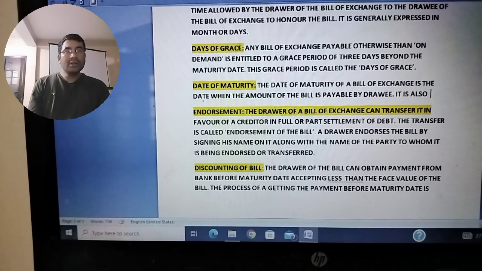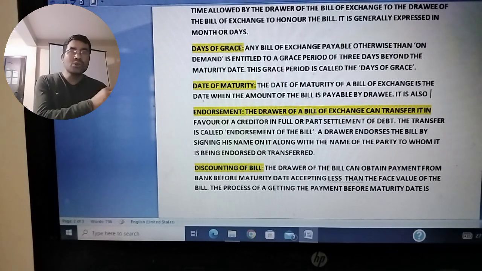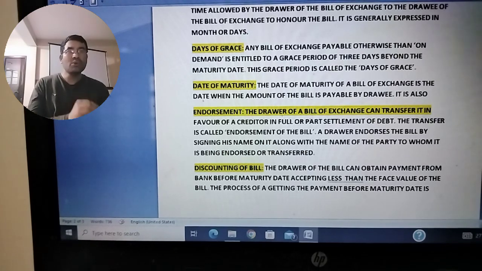Now we'll look at what we mean by discounting the bill. When a bill is drawn, it is drawn for a definite period. So the drawee cannot be asked by the drawer to make payment before the due date. But when the drawer is in need of money and cannot compel the drawee to pay the bill, he has one option. He may go to the bank, place the bill, and request the bank to make payment against the bill in advance. So this is what is called discounting.